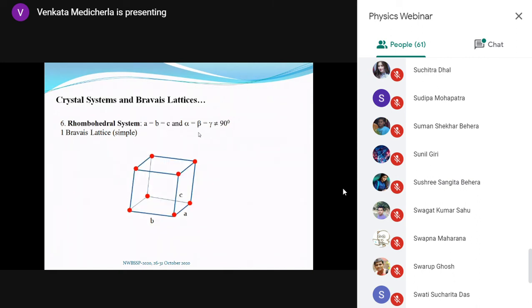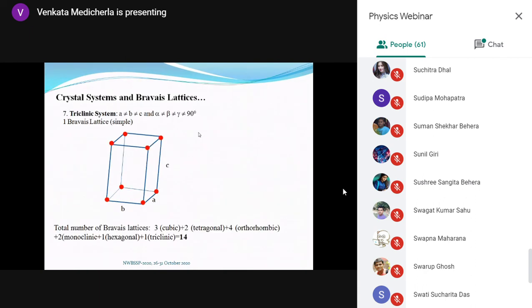Then the sixth is the rhombohedral system. Rhombohedral means A is equal to B is equal to C, alpha is equal to beta is equal to gamma. All angles are equal, but they are not equal to 90. Only one Bravais lattice is possible, rhombohedral. A lot of compounds have this rhombohedral structure. Actual crystals and compounds we'll discuss later. Then the seventh, as I told you, is the triclinic system, the most odd-shaped crystal: A not equal to B not equal to C, alpha, beta, gamma all not equal, and not equal to 90 degrees. This is only one Bravais lattice.